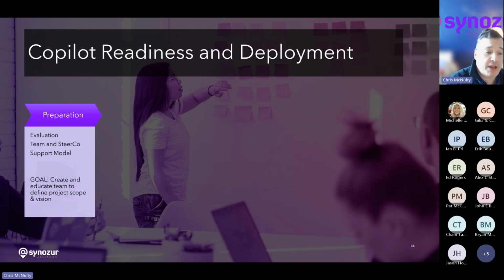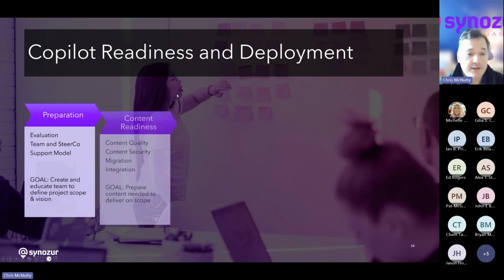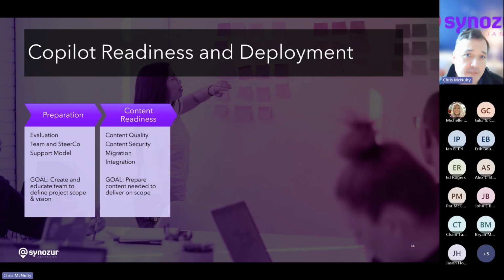So starting by preparing your organization, the most important thing to do is to gather your stakeholders, to form the right team and steering committee, to figure out what is the scope and vision of what you're doing with Copilot. Don't just turn it on and see what happens, but be able to experiment in this phase to figure out what are the 3 or 4 use cases that you think are most in need and most likely to be successful in your organization. Secondly, is your content ready?